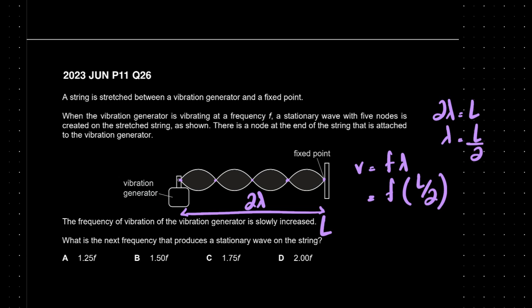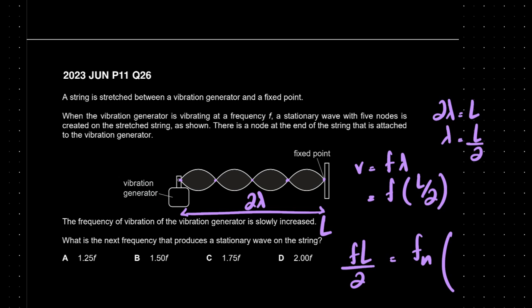And then if you increase the vibration frequency, you'll have a new frequency. Again, you don't know this. This is what you want to find out. This new Fn, let's call it that. So now you'll have another loop added, right? So now it's going to be 2.5 lambda.